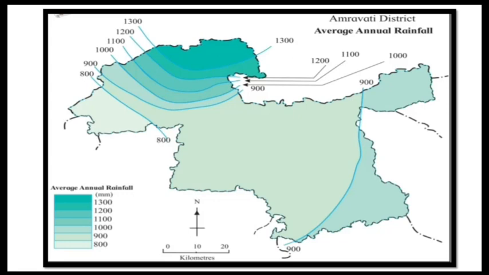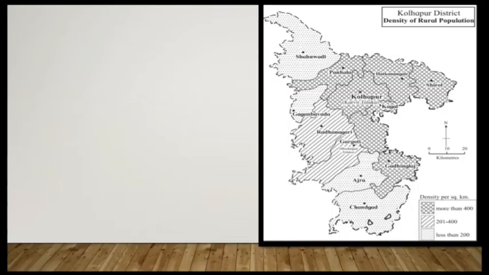Now let's try to understand the map which is on your screen. There are a few questions which we will have to answer by looking at the map. Now in front of you there is a map of Kolhapur showing the density of population. So let's begin. The first question: in which direction is the density of population decreasing? So if you look at the map, the density of the population is decreasing towards the north and the south direction.